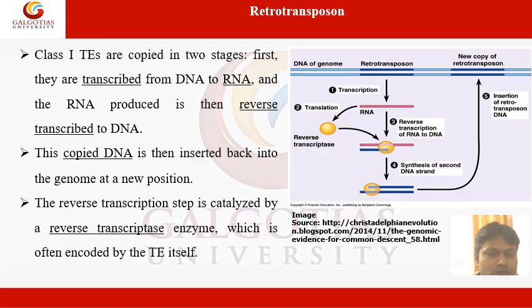Now the retrotransposons. The class 1 transposons are copied in two stages. Here TE means transposable element. First, they are transcribed from DNA to RNA, which is represented in the picture, and the RNA produced is then reverse transcribed to DNA. This copied DNA is then inserted back into the genome at a new position. The reverse transcription step is catalyzed by a reverse transcriptase enzyme, which is often encoded by the transposable element itself.